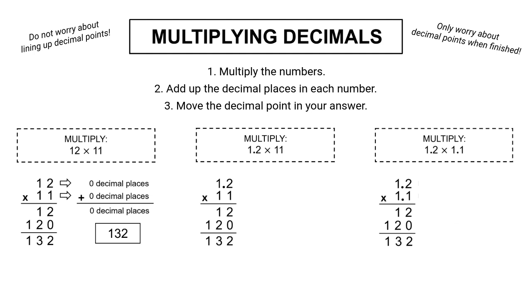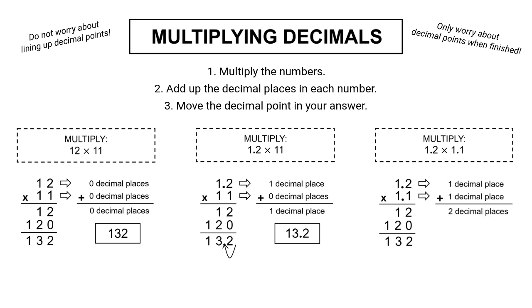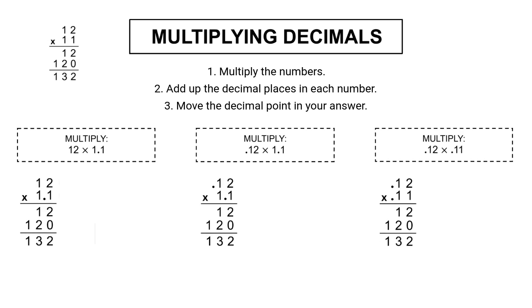Looking at the second problem, the first number has 1 decimal place to the right. The other number has 0 decimal places. So we're going to move a total of 1 decimal place. So we move 1 decimal place over, and the final answer is 13.2. Looking at the third problem, both of the decimals have 1 decimal place to the right. So therefore, we're going to move a total of 2 decimal places. Moving 2 decimal places, you're going to have a final answer of 1.32.